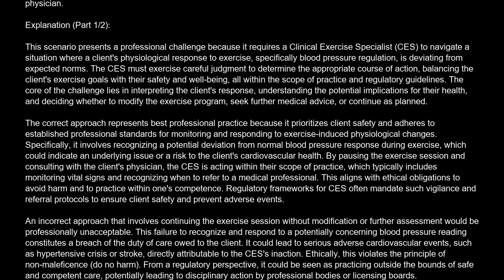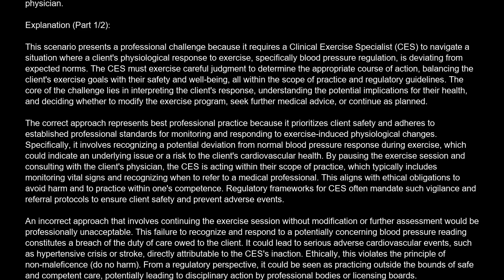This aligns with ethical obligations to avoid harm and to practice within one's competence. Regulatory frameworks for CES often mandate such vigilance and referral protocols to ensure client safety and prevent adverse events. An incorrect approach that involves continuing the exercise session without modification or further assessment would be professionally unacceptable.